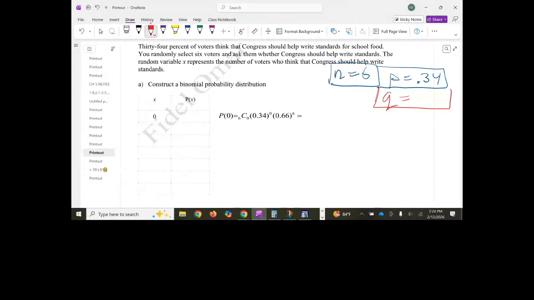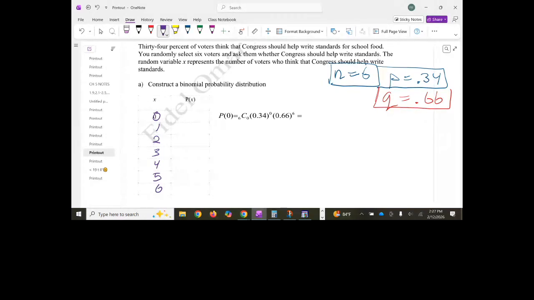Very good. If P was a 34, my Q should be a 66. Okay, y'all, what we're going to do now is fill out this table. If you look right here, that means out of the 6 people that we randomly selected, 0, none of them agreed. They all said, you know what? No, I don't think Congress needs to be getting involved in school lunches. And then we could say, well, maybe one person thought that should happen. And then maybe 2 people thought, and 3, and 4, and 5, all the way till we get to 6.